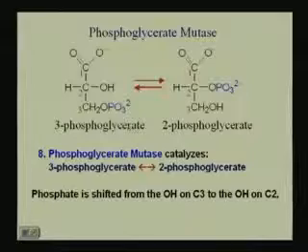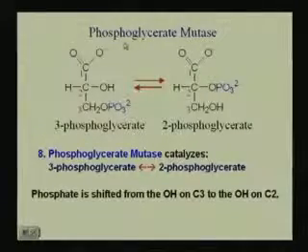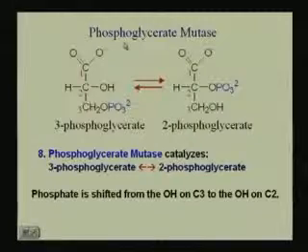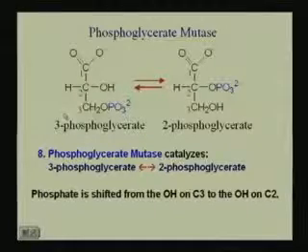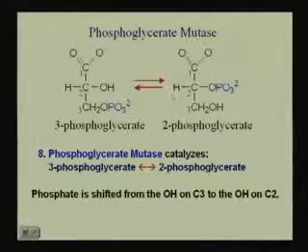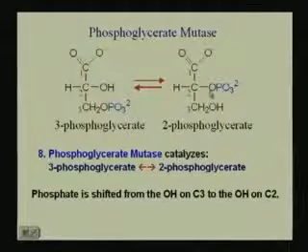Okay? So instead of 3-phosphoglycerate, after the action of this enzyme phosphoglycerate mutase, which shifts the phosphate moiety from the third carbon atom to the second carbon atom, the phosphate is shifted from the OH on C3 to the OH on C2. So we have a shift here.